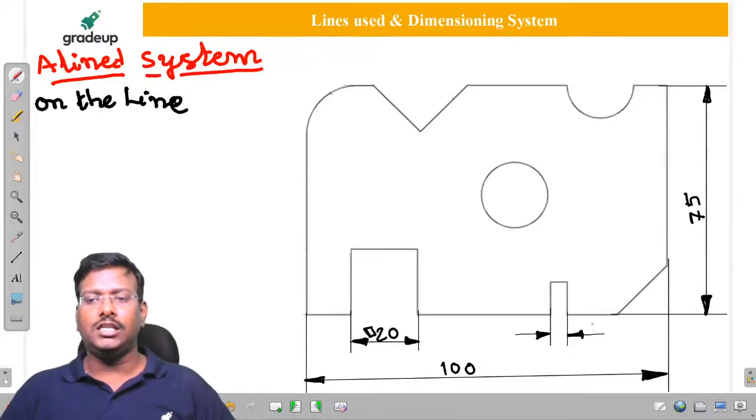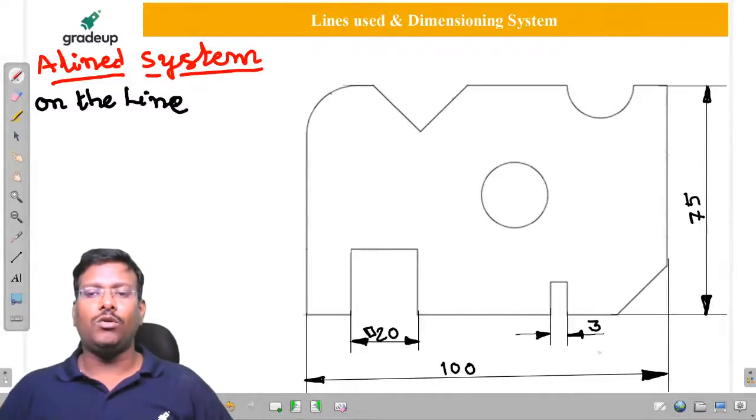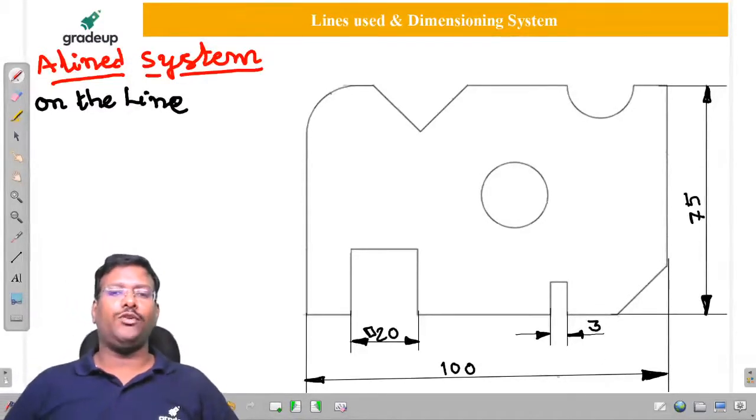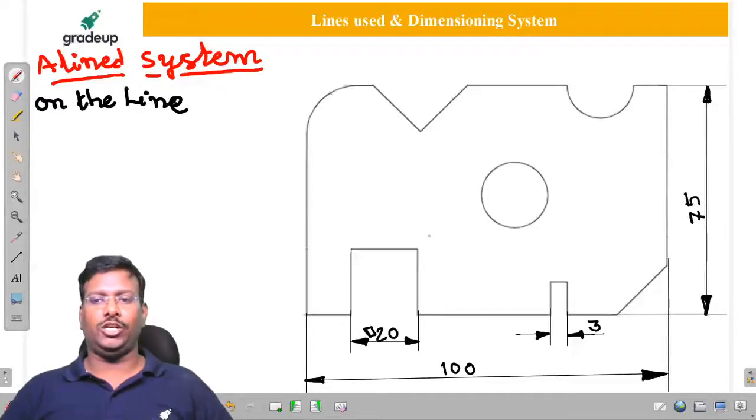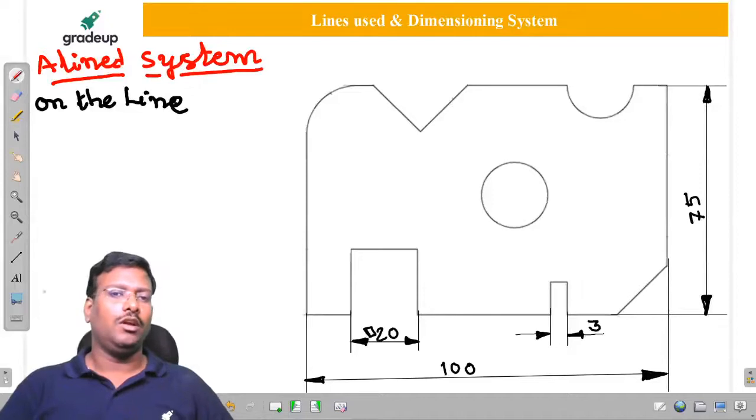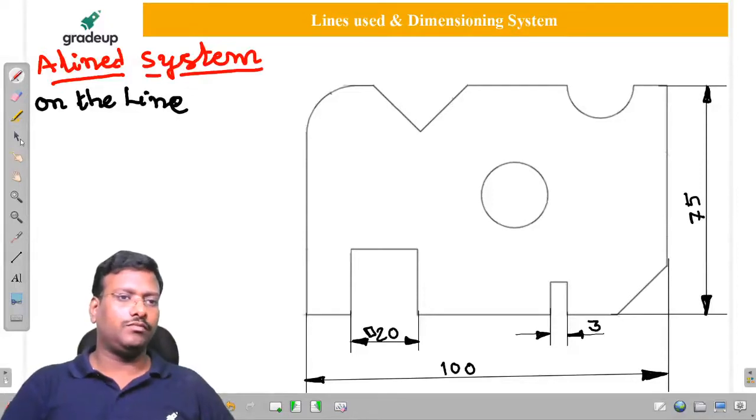Let us consider the gap in between these is going to be 3 mm. So we have to write like this. Is it clear to all of you? These are linear dimensions, sir. Sir, what about this inclination, sir? Very simple. 1 second.